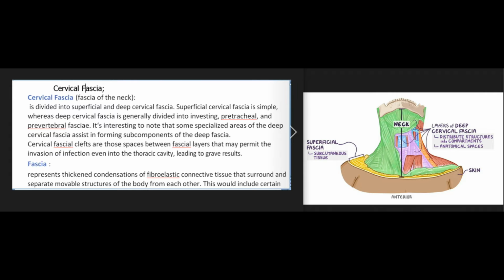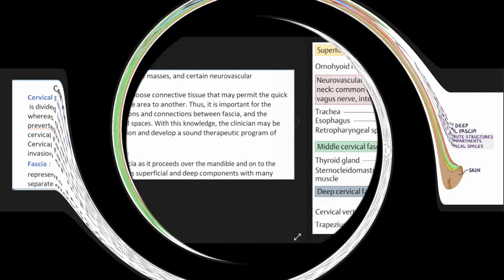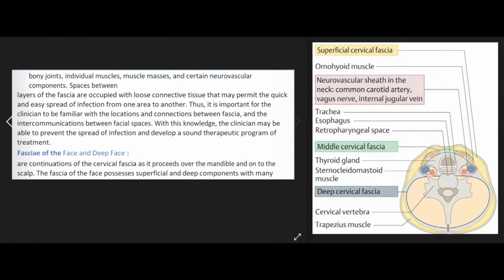Fascia represents thickened condensations of fibroelastic connective tissue that surround and separate movable structures of the body from each other. This would include certain bony joints, individual muscles, muscle masses, and certain neurovascular components. Spaces between layers of the fascia are occupied with loose connective tissue that may permit the quick and easy spread of infection from one area to another.